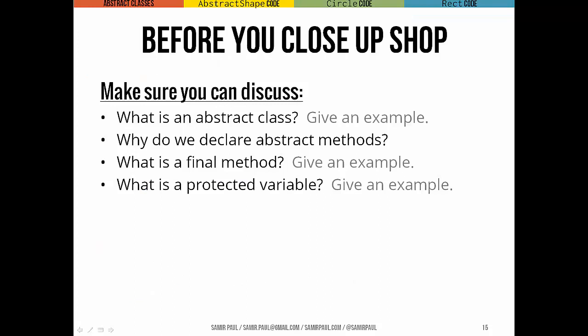Big takeaways here. What's an abstract class? Give me an example. Why do we declare abstract methods? What's a situation in which we might do that? What is a final method, and what does the keyword final do if we declare a method to be final? And what's a protected variable? That's just a review right there. That's it for today and abstract classes.